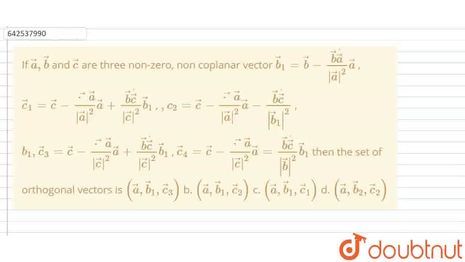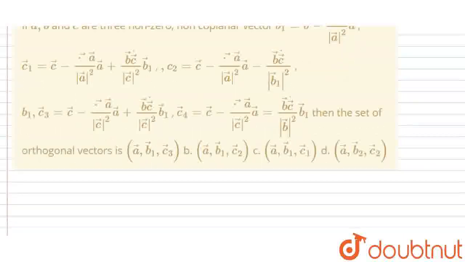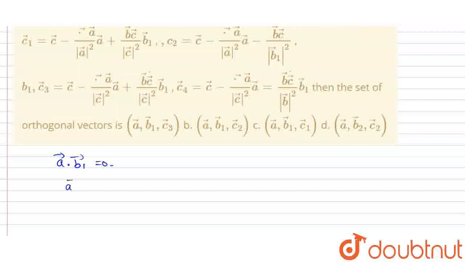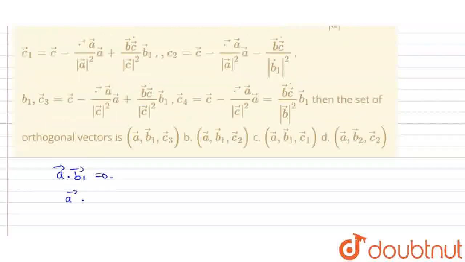Okay students, let's move to the answer. Now I'm going to simplify this. First, whenever perpendicular vectors are multiplied, the dot product is 0. So I'm going to take A vector dot B vector, which is equal to 0. Now A vector and B1 vector. Next I'm going to substitute A vector dot B1 vector here.